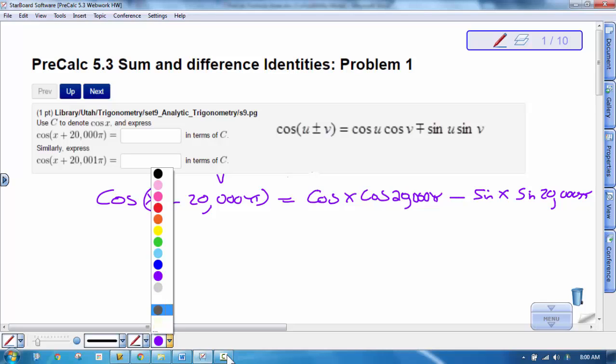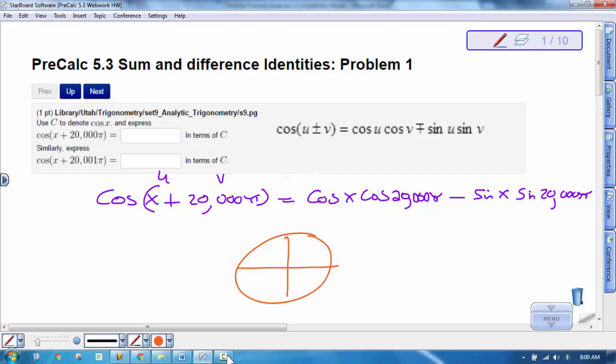Alright, so this simplifies pretty quickly here. If you look at the unit circle and where we're at with 20,000 pi, it's an even number of pi's. We're looking at that spot right there. So obviously there the cosine is 1, and the sine there is 0, which obviously cancels out and simplifies to cosine of x, which we could call capital C.